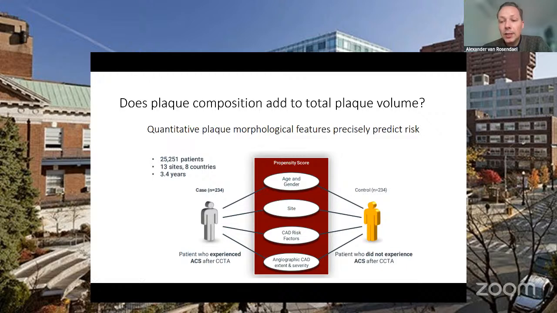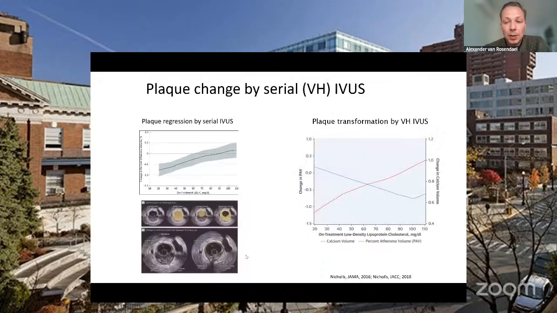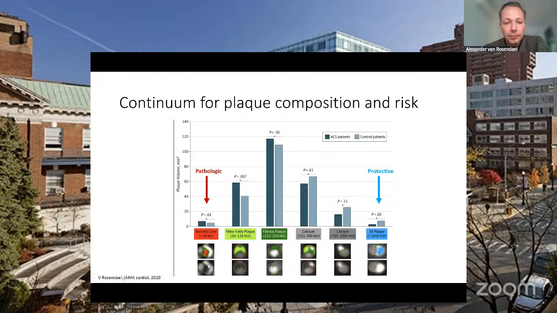Because if you want to look at whether the composition of plaque adds to prognosis over the plaque burden, you need to have the same plaque burden, because plaque burden is a much stronger predictor. So that's what we did in this study. And it turned out by this matching procedure that in the cases and the controls, the plaque volume was identical. But here you see that there are important differences in plaque composition.